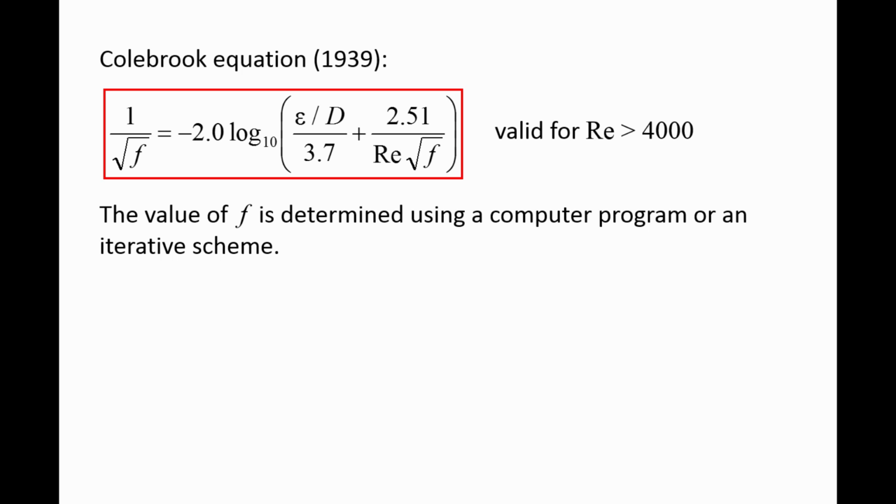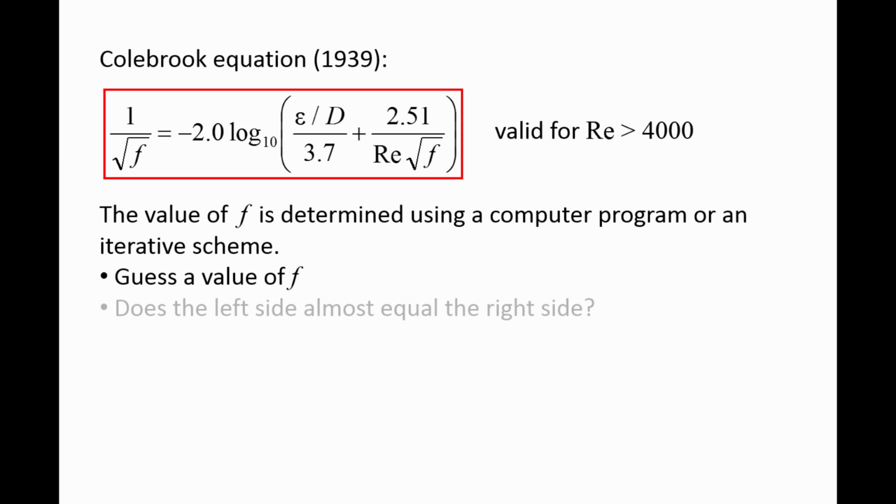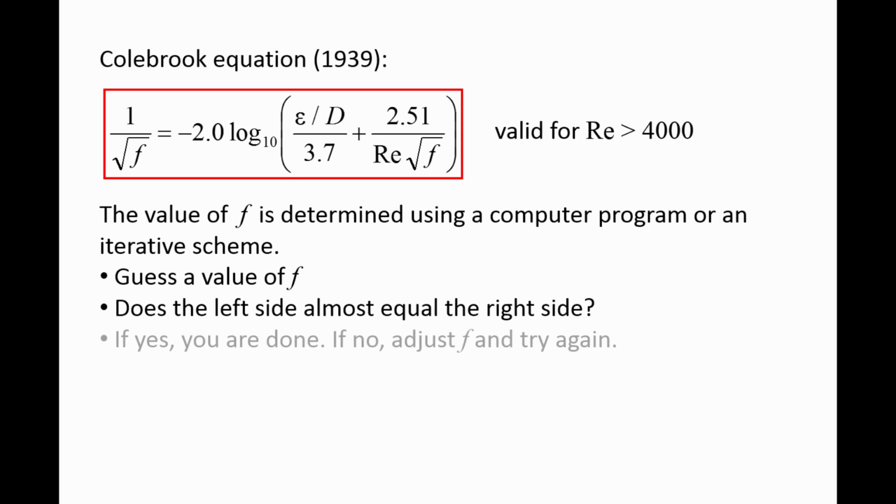Alternatively, if you don't have access to a computer, you can use an iterative scheme to find F through a hand calculation. First, you guess a value of F, then check if the left side of the equation equals the right side of the equation. If the two sides of the equation are almost equal, you are done. If the two sides of the equation are very different, though, adjust the value of F and try again.